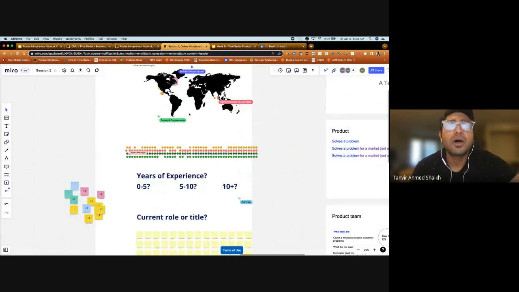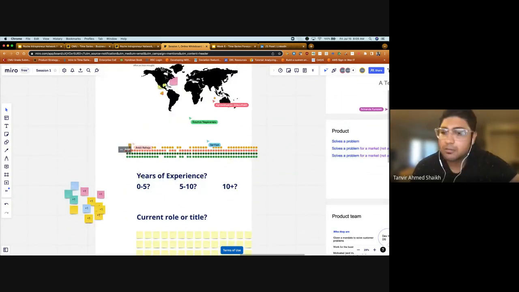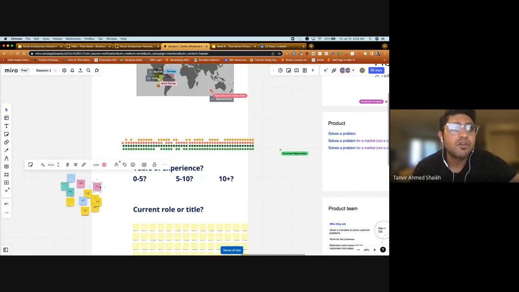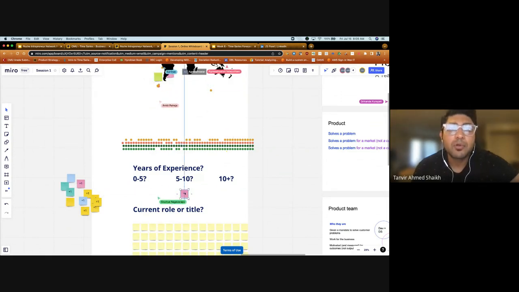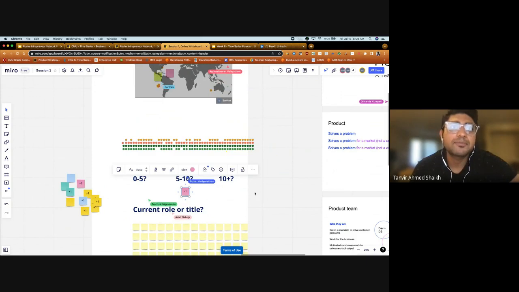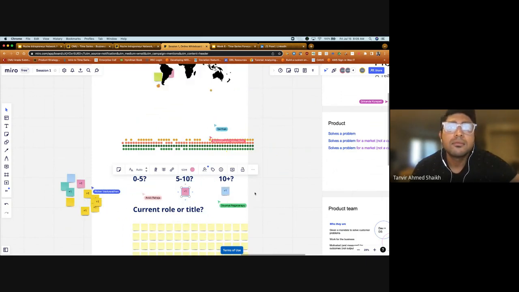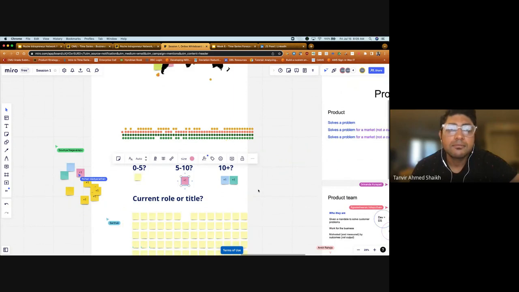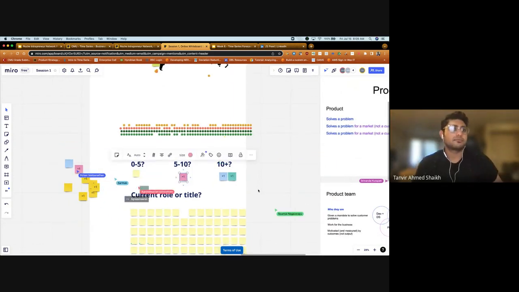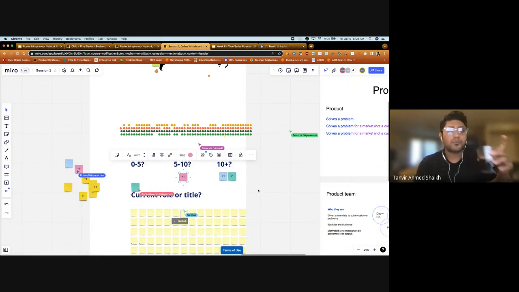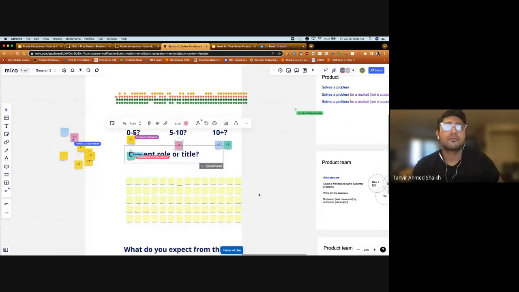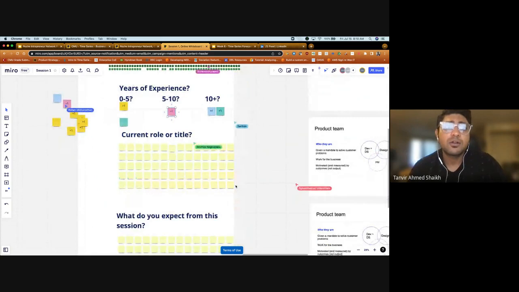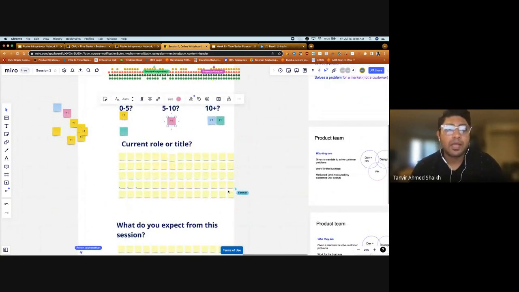Awesome. Once you're done placing where you are right now, if you can scroll down, you'll see a question for the years of experience that you have. There are stickies for plus ones here. If you can just bring them and pull them in whichever bucket you lie right now, that'll be great. Awesome. Thanks for doing that. Once you're done with that, there are two other questions. One is, what's your current role or title? And the other one is, what do you expect from this session? Take a minute and just jot down your thoughts.